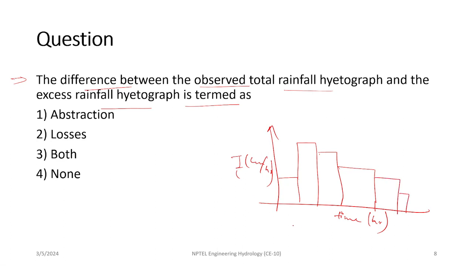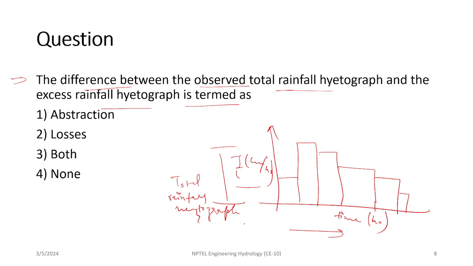From this graph you can see there are columns which represent how, with the passage of time, the intensity is varying in any targeted area. Now it is asking about the difference between the observed total rainfall hydrograph and the excess rainfall hydrograph. Whatever I have plotted is only the total rainfall hydrograph.